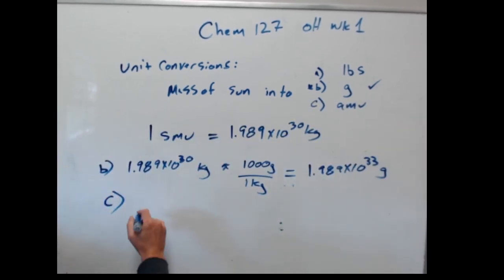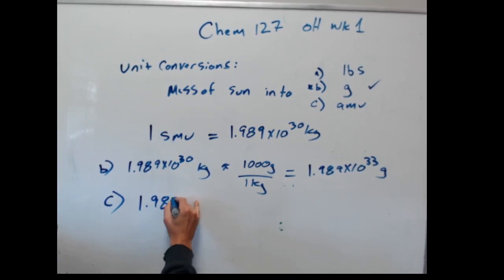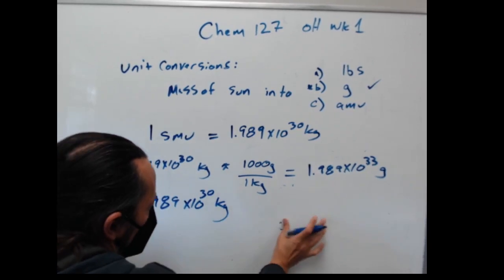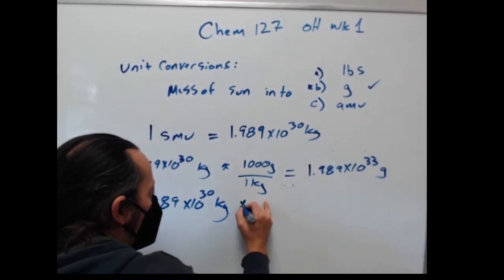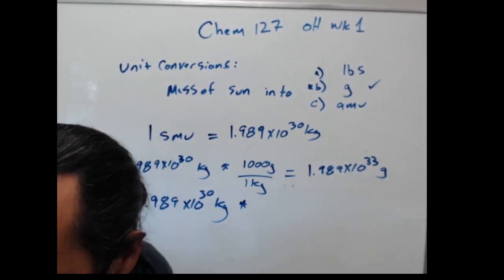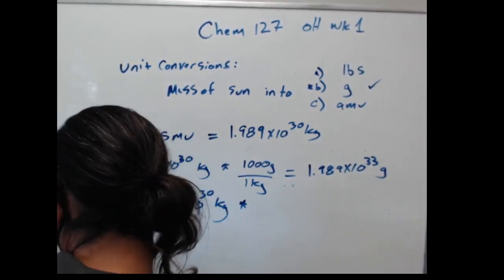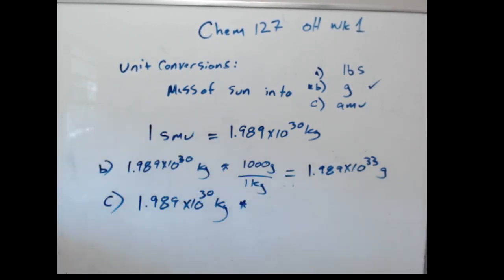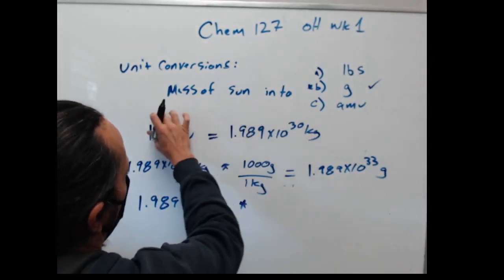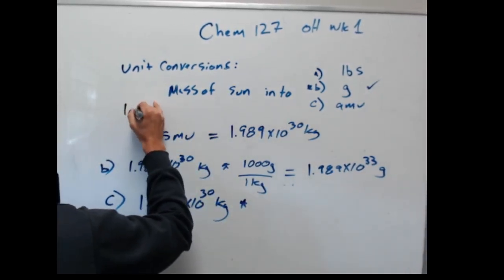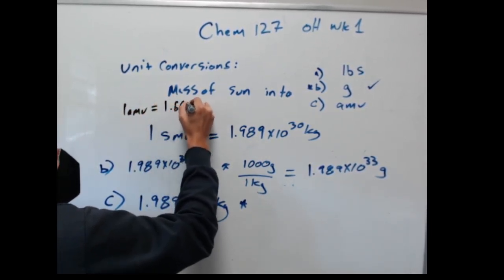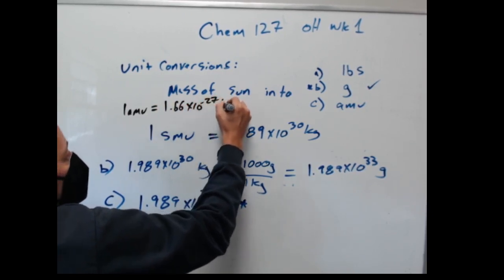So I'm going to do C next, where I've got 1.989 times 10 to the 30 kilograms. And then I have to make sure I rearrange that expression the right way. The expression we're working with, I'm going to sneak it in right here. It's going to be 1 AMU equals 1.66 times 10 to the negative 27 kilograms.